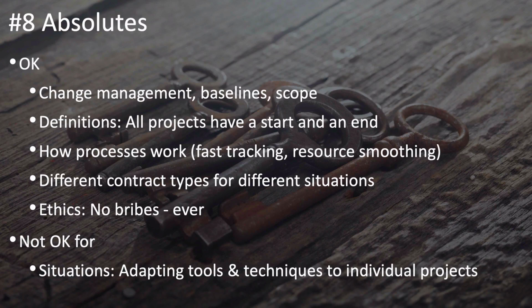Another is in how processes work. Fast tracking, for example, only works if you have tasks that can overlap, because that's what fast tracking is. It's the overlapping of tasks, so it only makes sense. Resource smoothing only works within the available float without extending the end date of the project. If you extended the end date of the project, you wouldn't call it resource smoothing. You'd call it resource leveling instead.